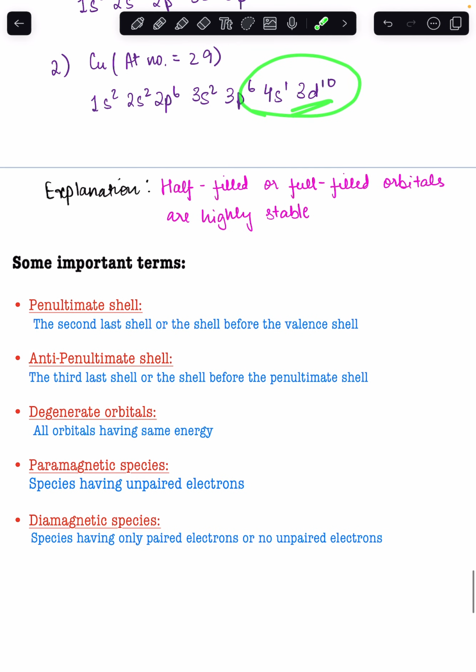Alright, now there are some important terms that you need to know: the penultimate shell, anti-penultimate shell, degenerate orbitals, paramagnetic species and diamagnetic species. Now what is the penultimate shell? The penultimate shell is the second last shell, or the shell before the valence shell.